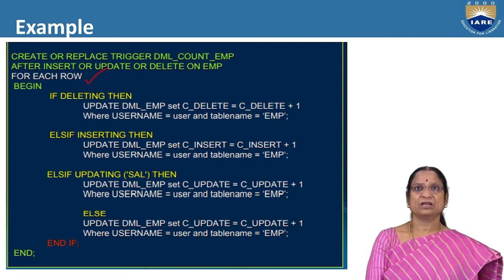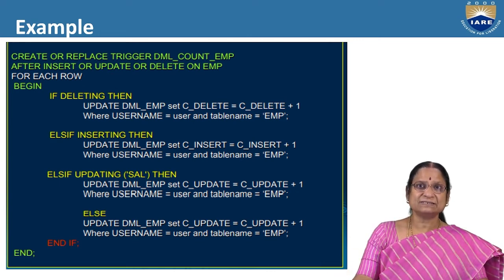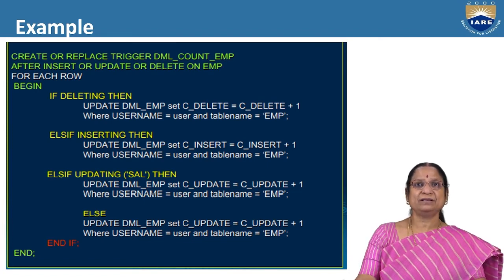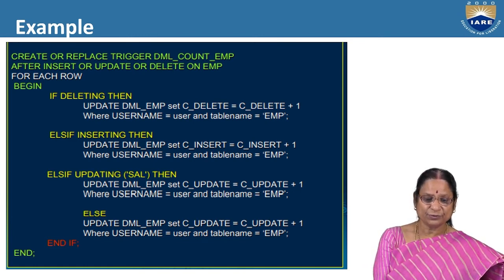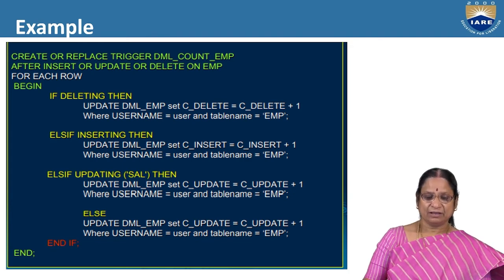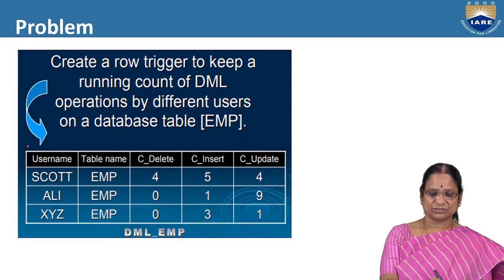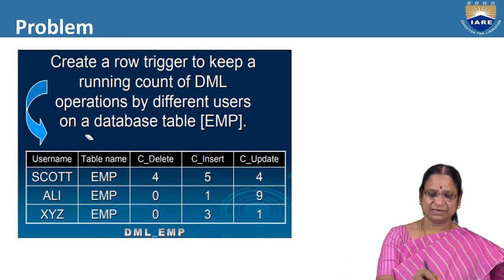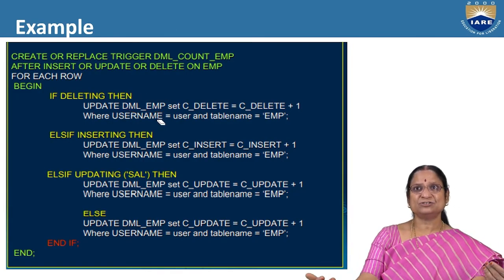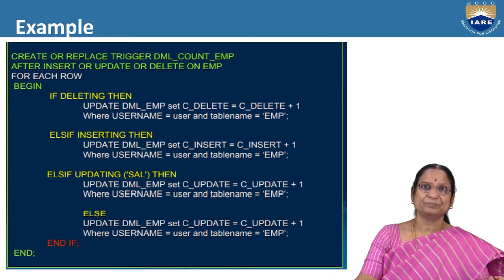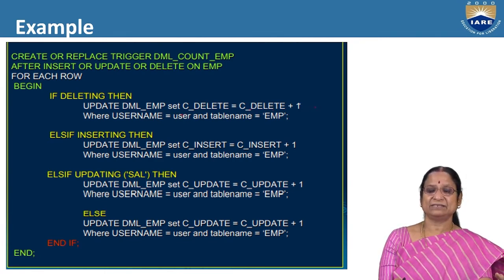Please observe FOR EACH ROW. We are not using any condition, so whichever rows are affected by these operations, for each row the action takes place. What is the action? Incrementation of the count, which will be written by us. If the operation is deleting, we are updating the DML EMP table, which was already created by the previous structure. With this structure, a table was created and we are going to update this table according to the respective operations. For deleting, which count has to be incremented? The C delete count. So we write: UPDATE DML_EMP SET C_DELETE = C_DELETE + 1. This is the incrementation process.